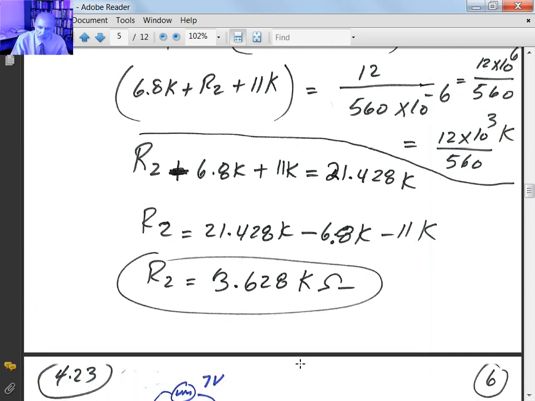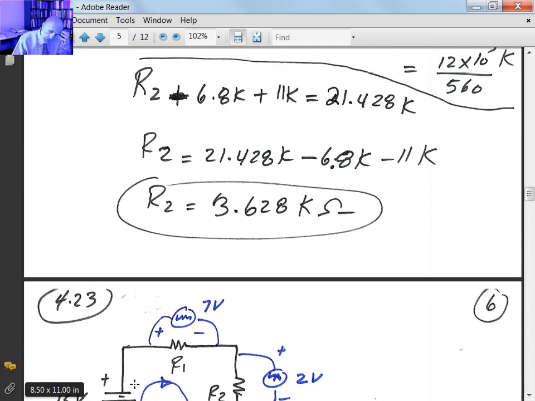Next problem, problem 423. It's on the bottom of page 123. It says, write the Kirchhoff voltage law equation in the circuit shown in figure 442A to verify that the voltage adds up to 0.